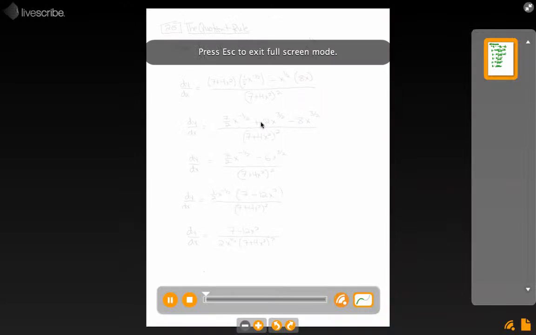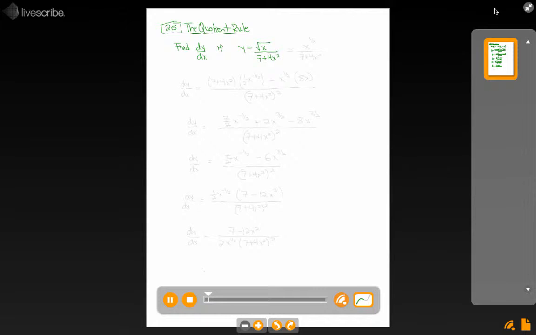This example comes out of section 2.5, the quotient rule. We're asked again to find the derivative. We're told that y equals the square root of x over 7 plus 4x squared, and we're asked to find dy by dx. I personally prefer exponents to radicals anytime I'm doing derivatives, so I'll leave it looking like this.